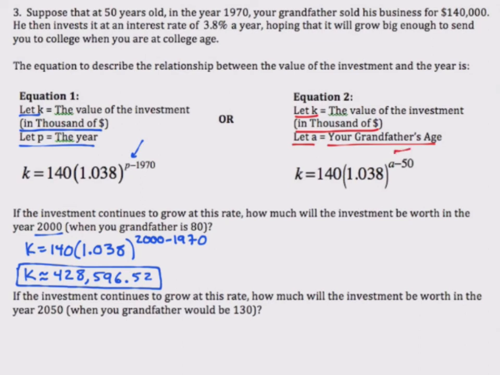If we use equation 2, all we need to do is substitute 80 in for your grandfather's age. So all we're going to do is substitute an 80 in there and evaluate once again. So we get K equals 140 times 1.038 to the power of 80 minus 50, and we evaluate. Note to self, 80 minus 50 is 30. It's going to be the exact same thing as 2000 minus 1970. Of course, we're going to end up with the exact same approximate value of that investment at $428,596.52.